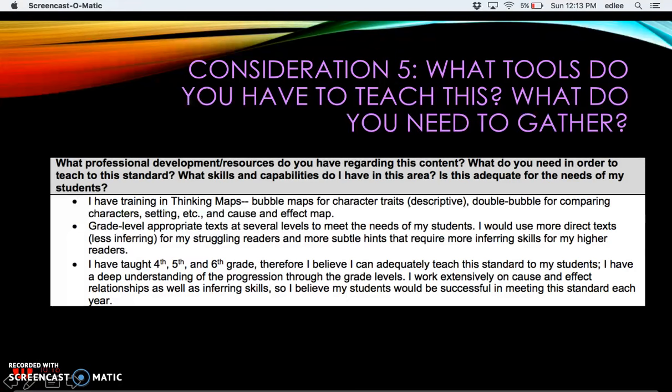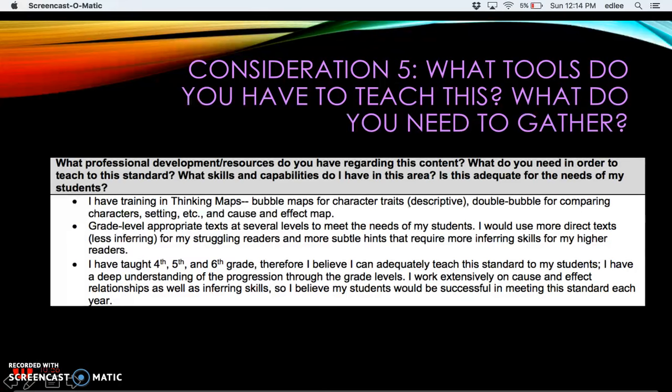In this case, the teacher really brought up the idea of using thinking maps. She is familiar with those as well as students. She mentioned some specific types of maps that correspond to the main language functions and topics that students will need to do as part of these standards. She talks about bubble maps for descriptive character traits and double bubbles for compare and contrast, and a cause and effect map. Also, she talks about having those skills and tools already and access to grade level appropriate text that will allow students to do more inferring or less inferring.